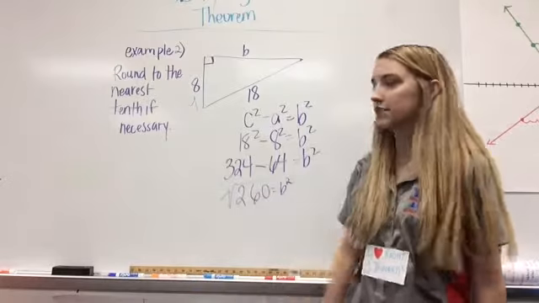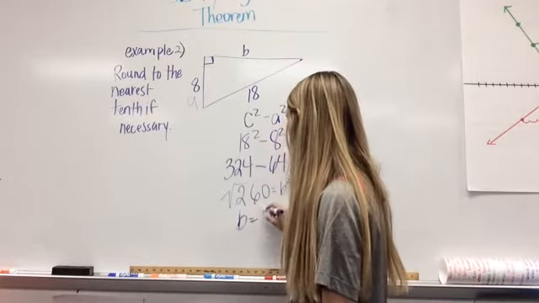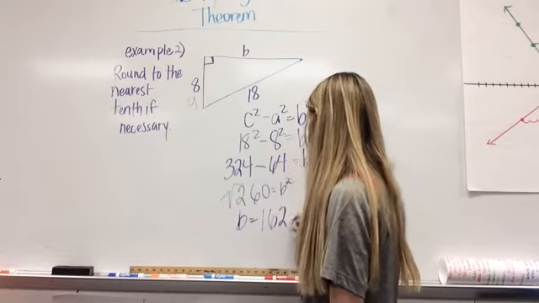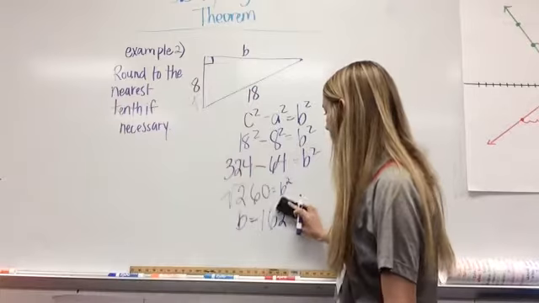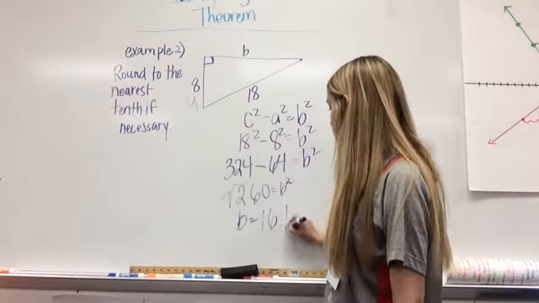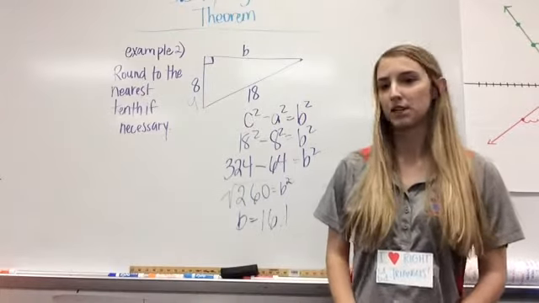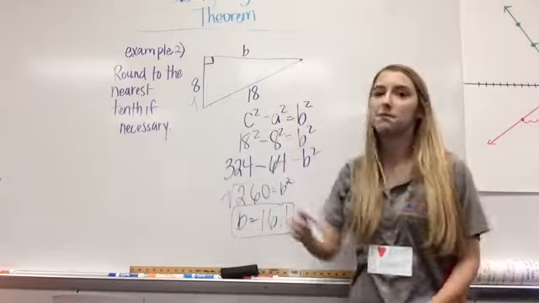So I said round to the nearest tenth. So I'm going to say that b is 16.12. So I'm going to say 16.1. So that's my final answer. b is 16.1. Again, we're just trying to find the missing side.